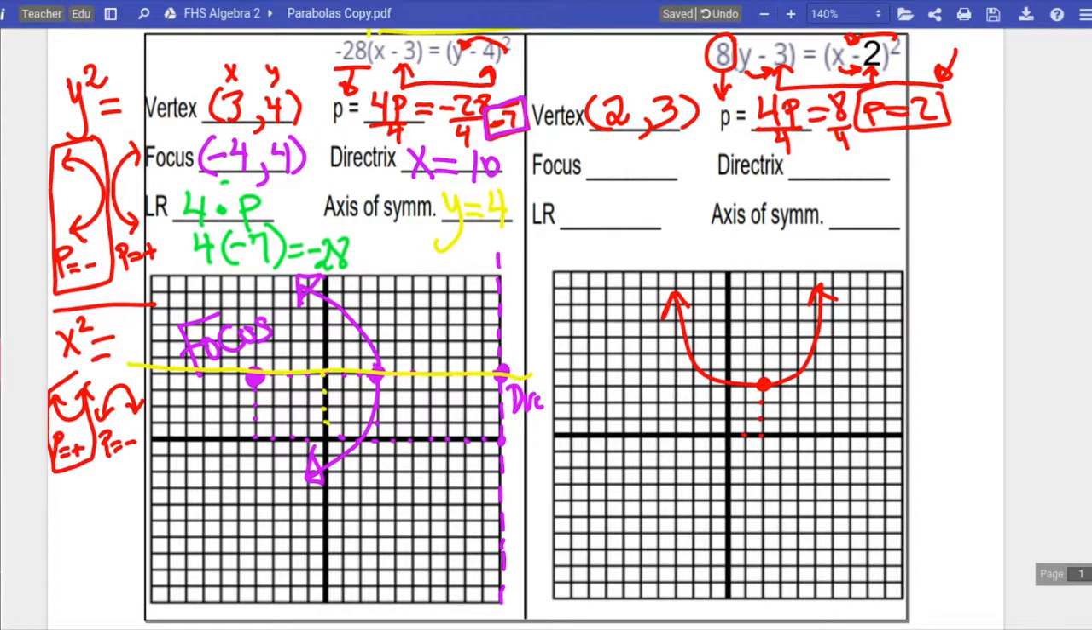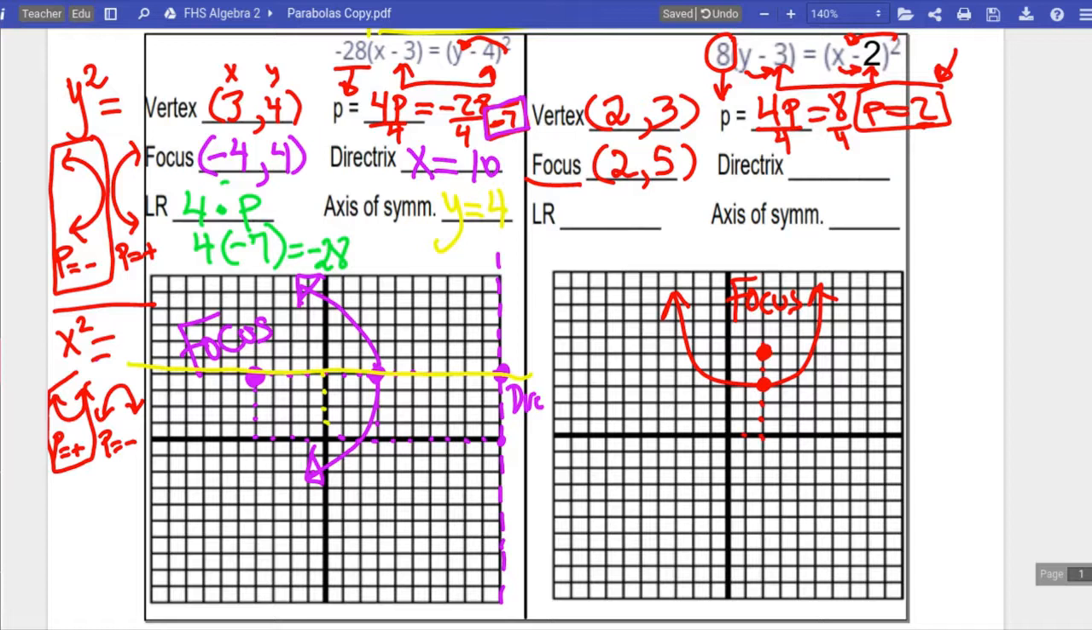All right, now what? Based on the p-value, now we've got to find the focus. We need to move this 2 units. 1, 2. Boom. That is your focus. All right, where is it located? It's located at 2 for sure. 2, 1, 2, 3, 4, 5, 5.